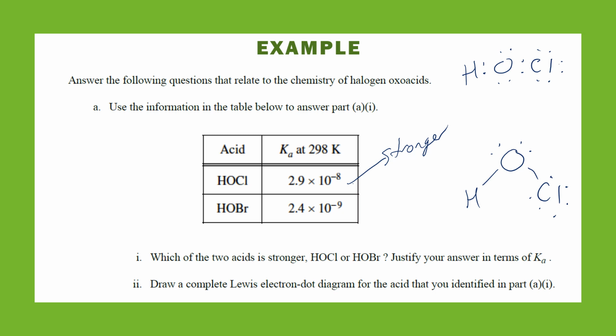One for getting the correct orientation of the atoms. The oxygen needs to be in the center, because hydrogen and chlorine can only form one bond with the oxygen, one bond each. And then another point for getting the correct lone pairs. So each atom needs to have a full valence shell. Hydrogen only needs 2 electrons for the full valence shell. Oxygen and chlorine both need 8 for the full valence shell. So the oxygen needs 2 lone pairs and chlorine needs 3 lone pairs.